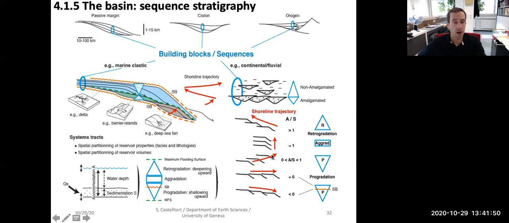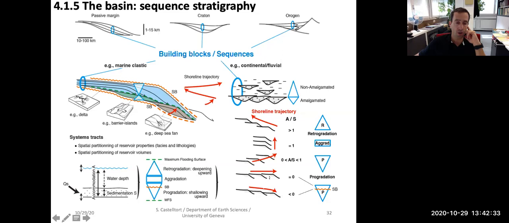Imagine the shoreline in the Rhone Delta again. Let's say sea level rises because of global warming. But let's also say that you bring a lot of sediment. Your sea level rises, but since you bring so much sediment, the shoreline is pushed towards the sea. That's normal progradation. Basically, we have progradation here forced by relative sea level fall. This is called forced progradation. A is lower than zero and A over S is also lower than zero.